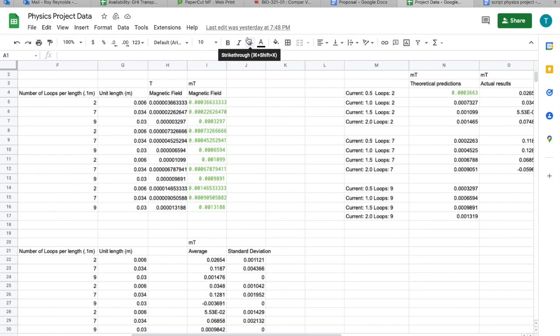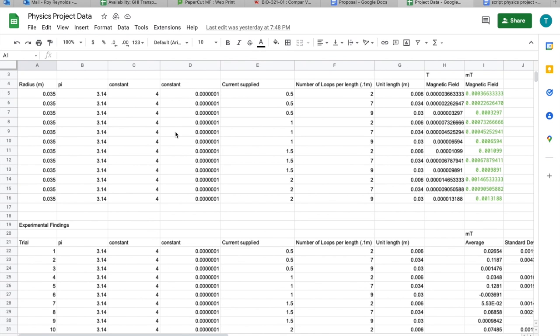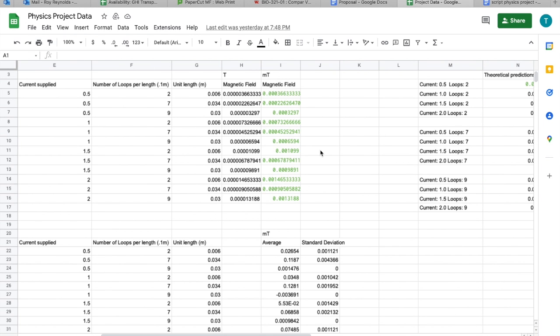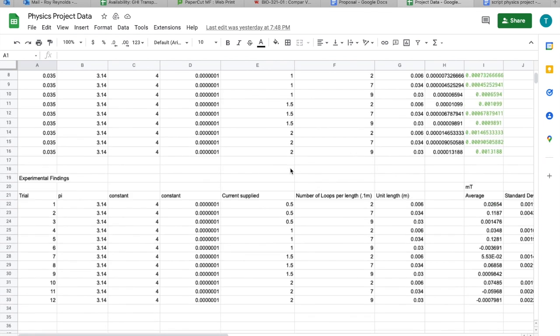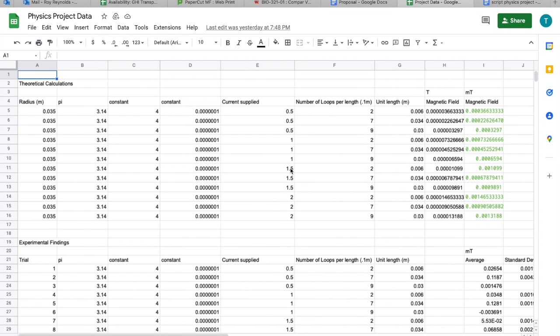As you can see, this is our data here. We have split it up into our theoretical calculations, meaning the correct magnetic fields that we should expect for each loop of wire with different lengths and different currents applied. And then we also have our experimental findings on the bottom. Now I'm just going to show you a simplified chart of our calculations.